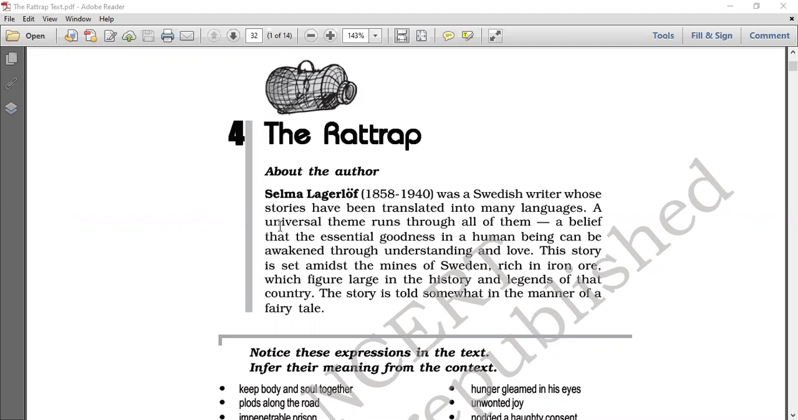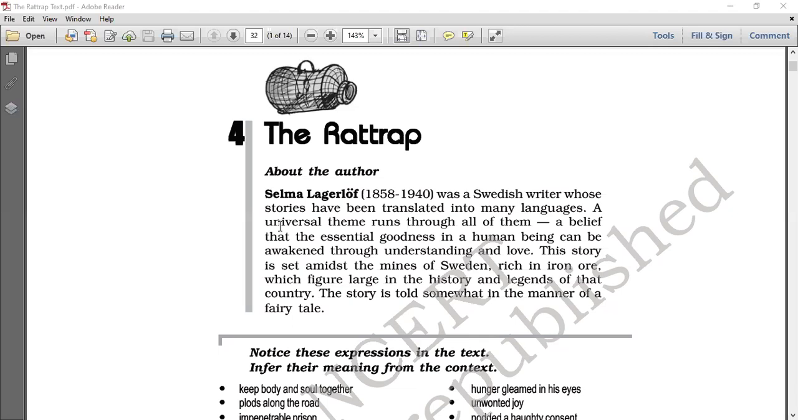So before starting the lesson, we have to discuss the author Selma Lagerlöf, 1858 to 1940, a Swedish writer whose stories have been translated into many languages. It is like fables you have come across. So Selma Lagerlöf was from Sweden, and her stories have been translated into many languages, in the sense that it is reaching. You understand that it is reaching, right?